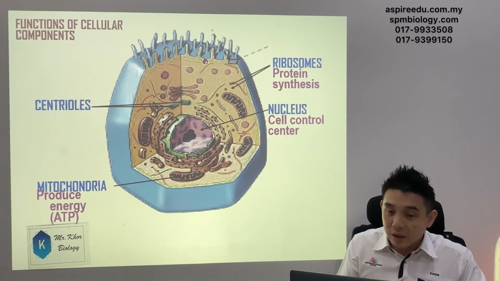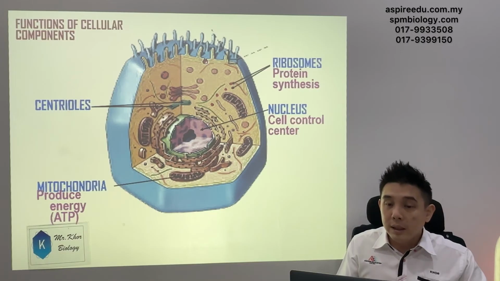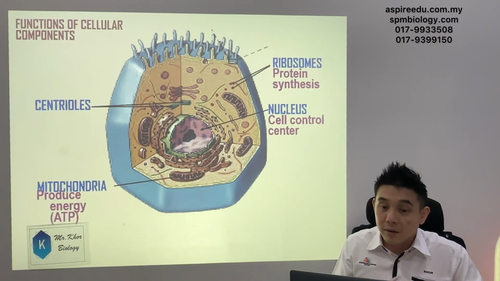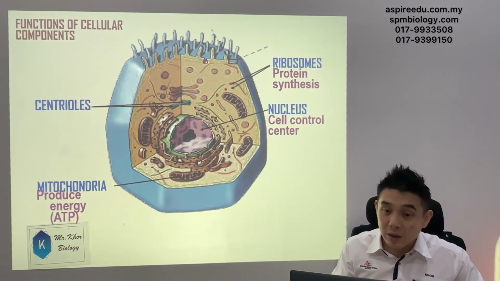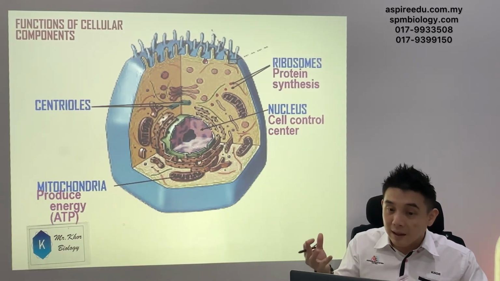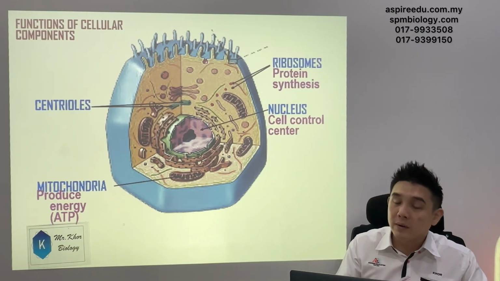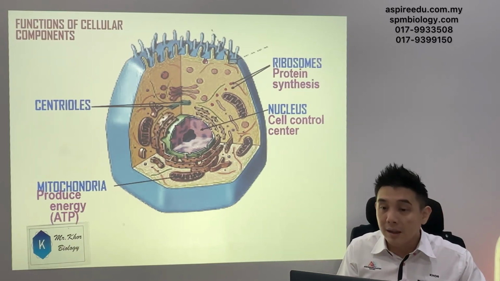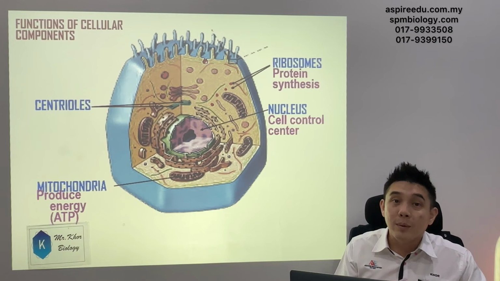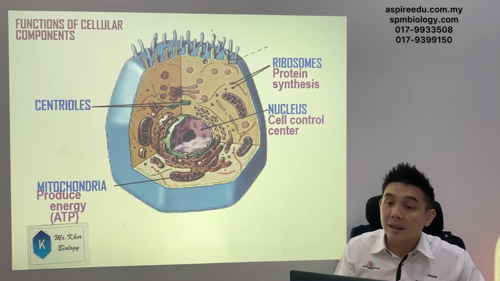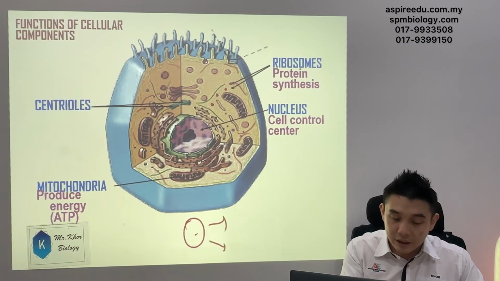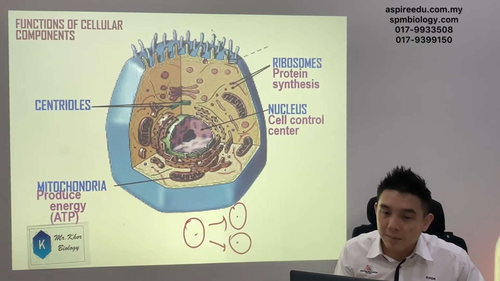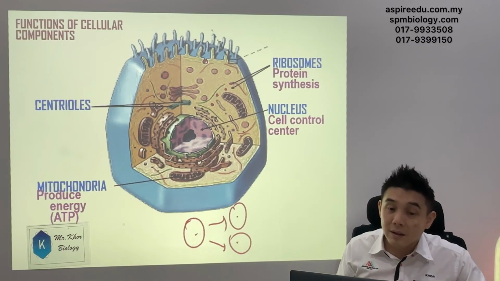And coming to centrals, guys, in order to replace dead cells, dead tissues, what process must occur? Make new cells. What do we call that? Cell division, guys, pembahagian sel, one cell become two cells become four cells.